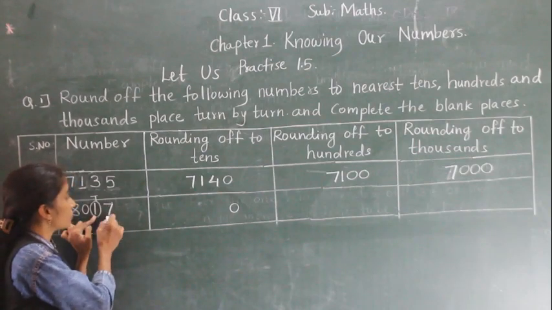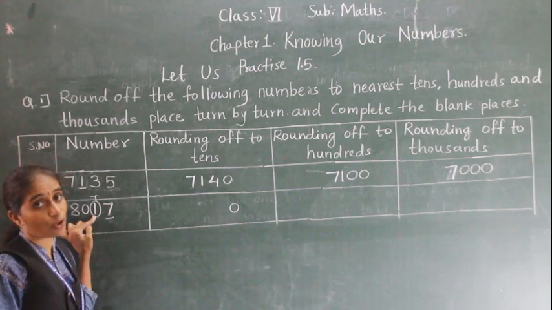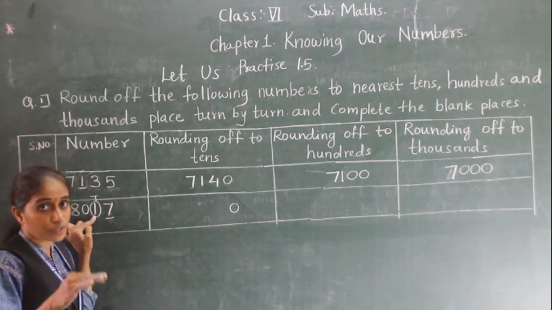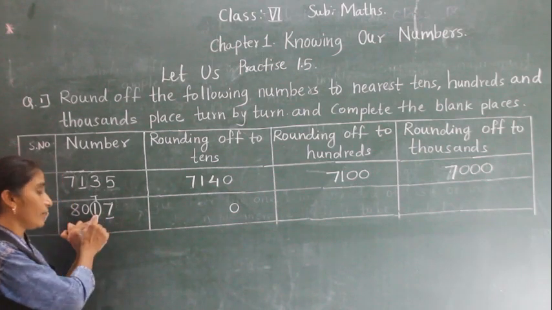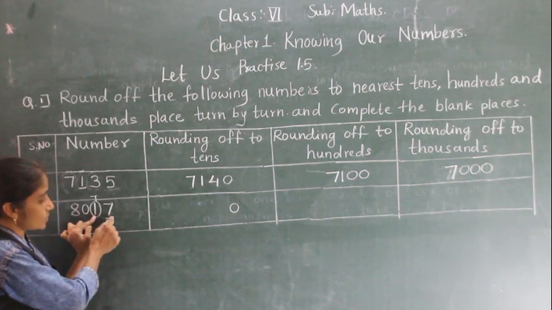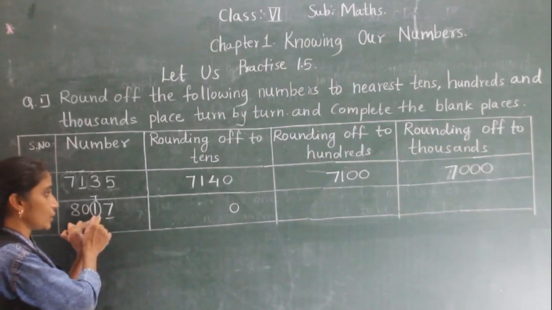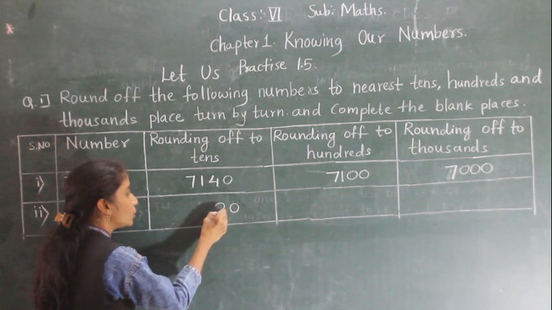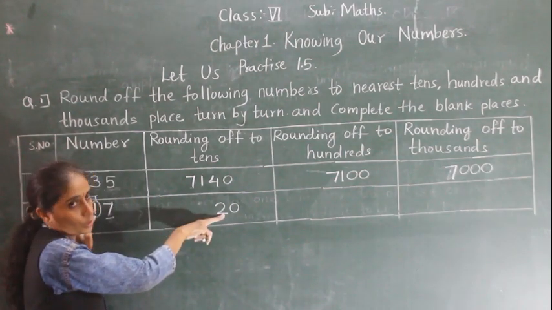After that, what are we going to do? We are going to check the digit from the ones place. If it is 5 or more than 5, then add 1 to this digit. So this is more than 5, so add 1 to this digit. So 1 plus 1, 2. So which digit will come here? 2.